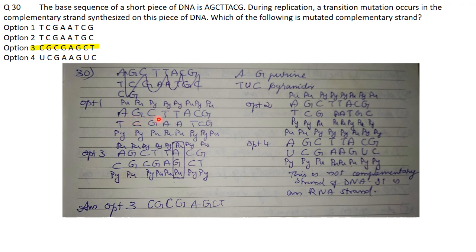So here A, G, C, T, T, A, C, G, if it is option 1, that is T, C, G, A, T, C, G, you can see that a purine is replaced by a pyrimidine, so it is not a transition mutation. A transition mutation is whereby a purine is replaced by a purine or a pyrimidine is replaced by a pyrimidine. So in option 1, none of the cases is a purine replaced by a purine or a pyrimidine replaced by a pyrimidine. Similarly in option 2 and option 4 also.